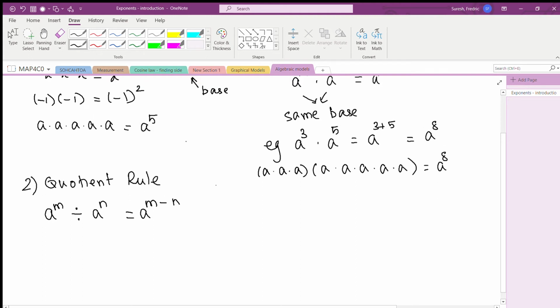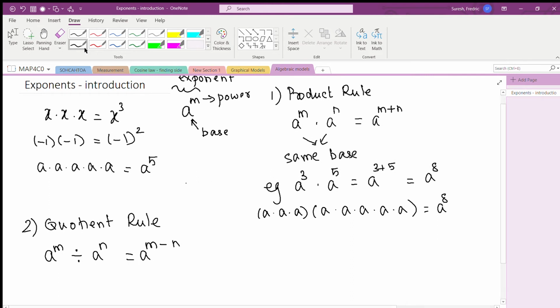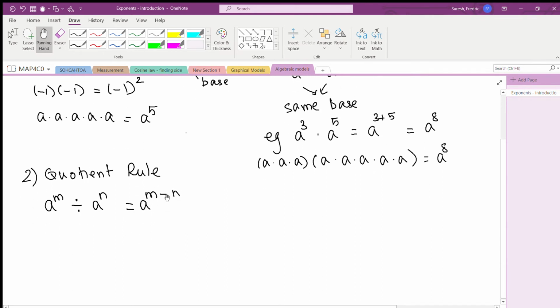Now, in the case of the product rule, we added the two powers, m plus n. In the case of the quotient rule, we subtract the two powers. Now, how does this work? A to the power of 5 divided by a to the power of 3. This will give us a to the power of 5 take away 3, that would be a to the power of 2.